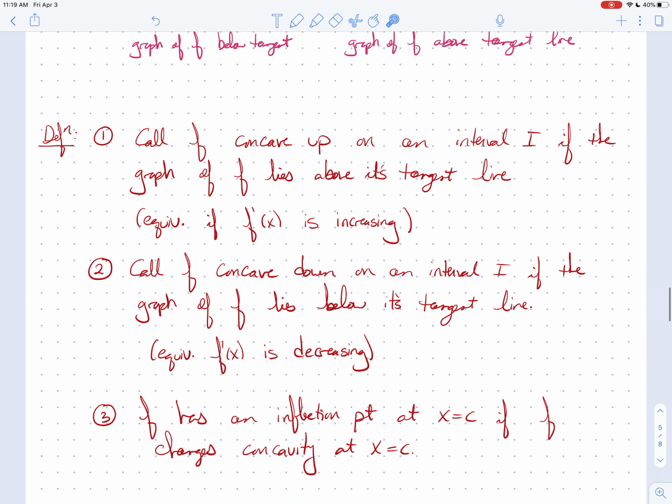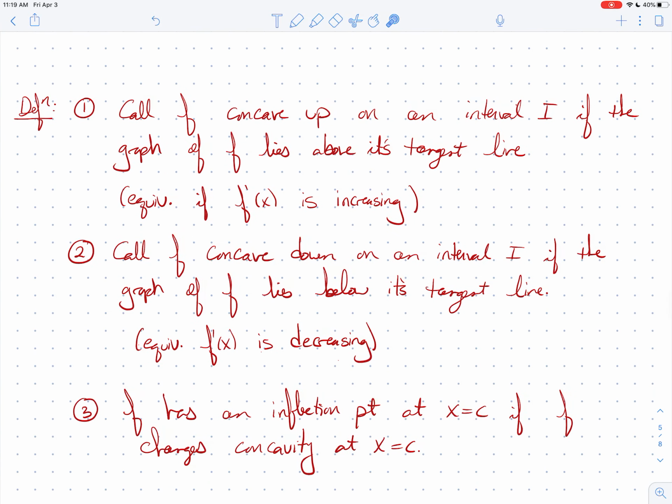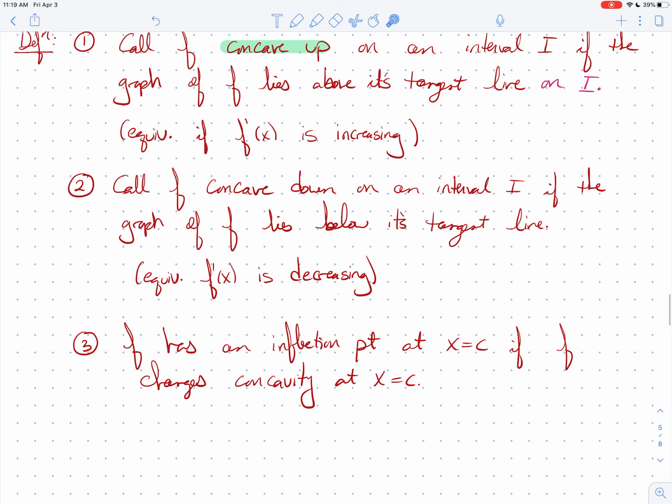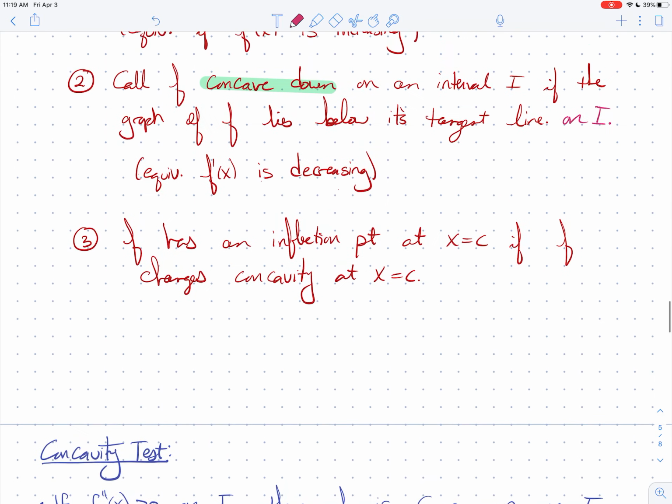So this is a little more formal. We're going to call f concave up on an interval I if the graph of f lies above its tangent line on I. That's equivalent, and I'm not proving this, but I'm just telling you that's equivalent to saying f prime is increasing. Similar definition, we're going to call f concave down on an interval I if the graph of f lies below its tangent line on I, which is the same as f prime decreasing.